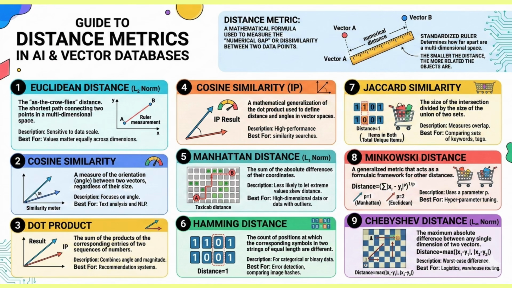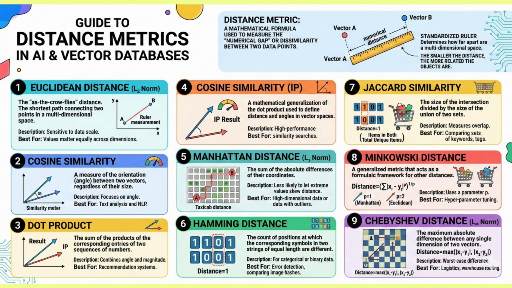Seventh, we have the Jaccard similarity. The size of the intersection divided by the size of the union of two sets. It measures overlap. If you have two shopping carts, Jaccard similarity looks at how many items are in both carts divided by the total unique items in either cart. It ignores how many of each item you bought. It only cares if the item exists in the set or not. Best for comparing sets of keywords, tags, or bag of words models.